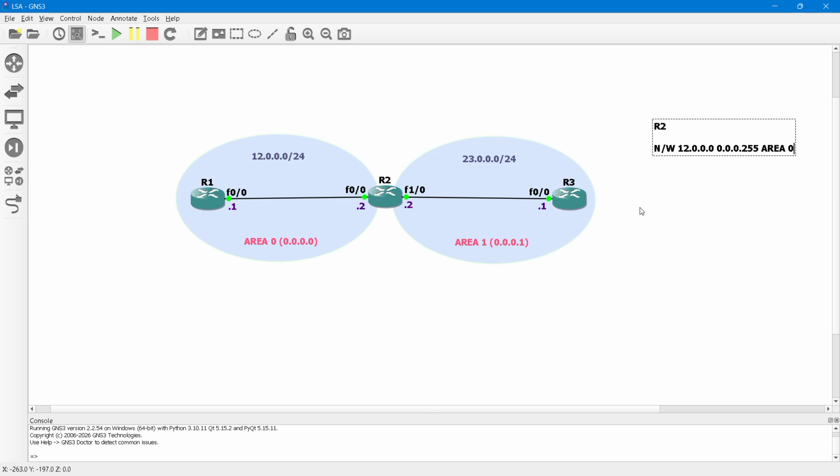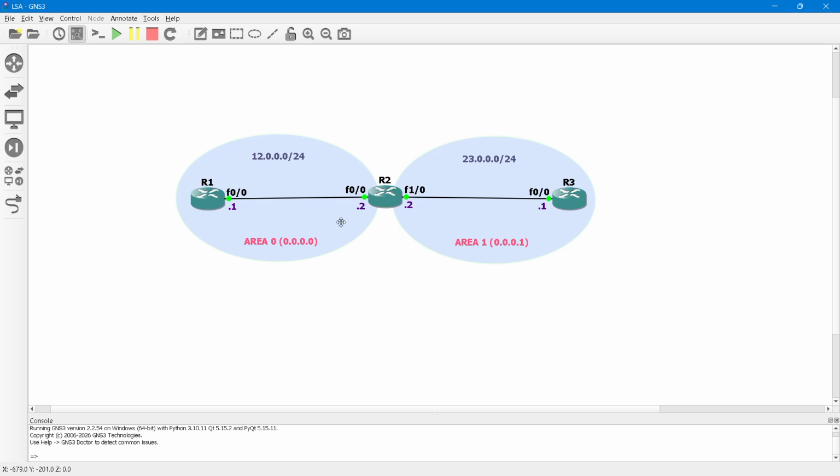After that, I will give network 23.0.0.0 along with the inverse mask 0.0.0.255. After that, I'll give the area, which is Area 1 or 0.0.0.1. So this is how I'll give the configuration.